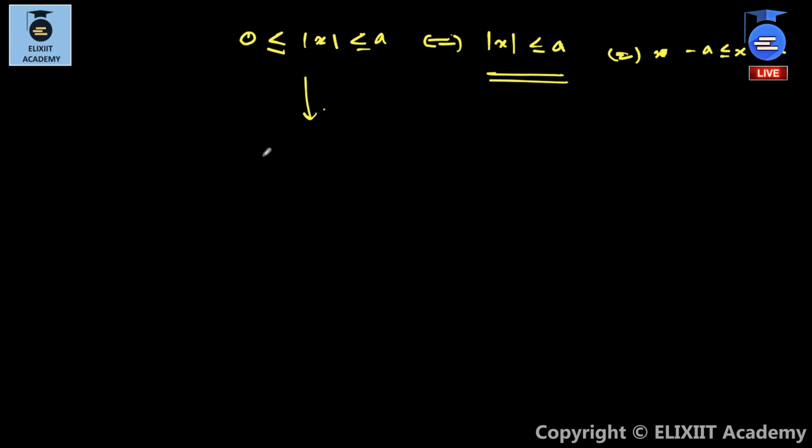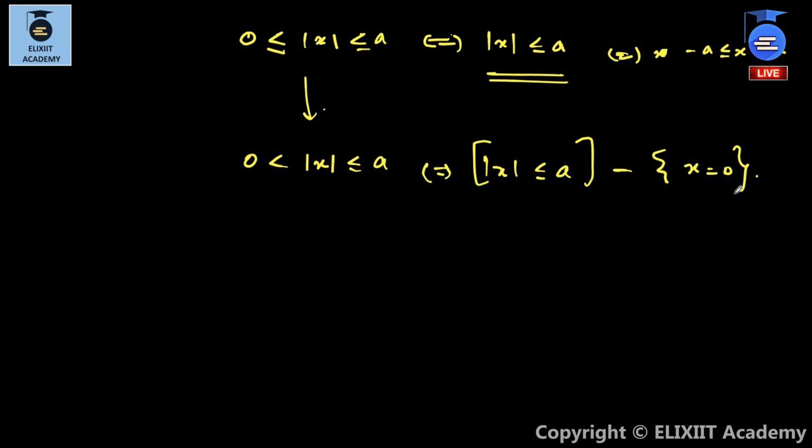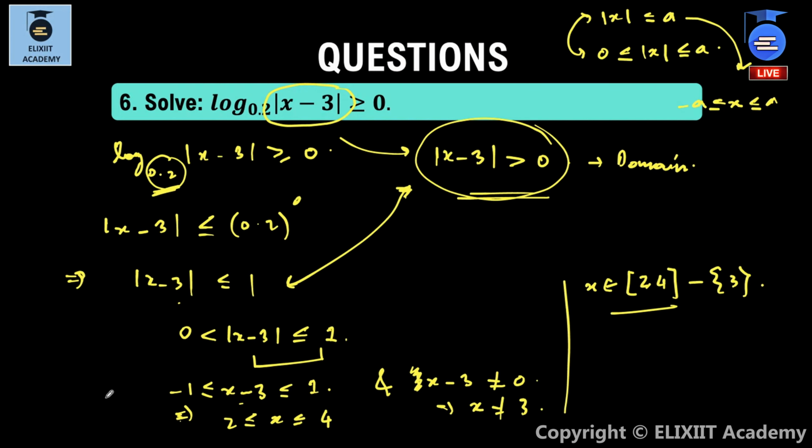But in case equality is not there at 0, how do we solve? We solve in the same manner. This is equivalent to saying mod of x is less than or equal to a, and from whatever is the solution, we exclude 0. If you solve this, you will get minus a to a, and from there you exclude 0. This is how we have solved it. We have done this under basic mathematics while doing modulus inequalities. Clear with this?